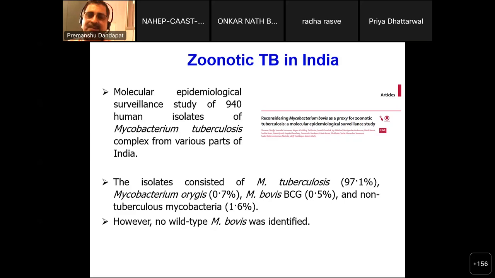I am sure, as I am also a co-author of this genotypic TB paper published in Lancet Microbe. We screened 940 human isolates of Mycobacterium tuberculosis complex by whole genome sequencing. When we characterized them, we found Mycobacterium orygis at 0.7%. The rest were mostly Mycobacterium tuberculosis, a few Mycobacterium bovis BCG, because BCG is a vaccine strain, but sometimes in immunosuppressed cases it can cause human tuberculosis, and a few were non-tuberculous mycobacteria. But we didn't find any Mycobacterium bovis even in the human population.